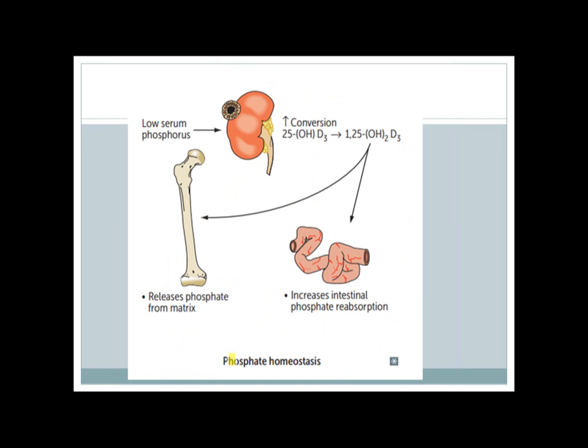And here you can see the phosphate homeostasis. Whenever you have a low serum phosphorus or low serum phosphate, it will stimulate the formation of the active form of vitamin D, which will lead to increased absorption from the gut and also increased resorption from bone. So there will be an increase in serum phosphate level.